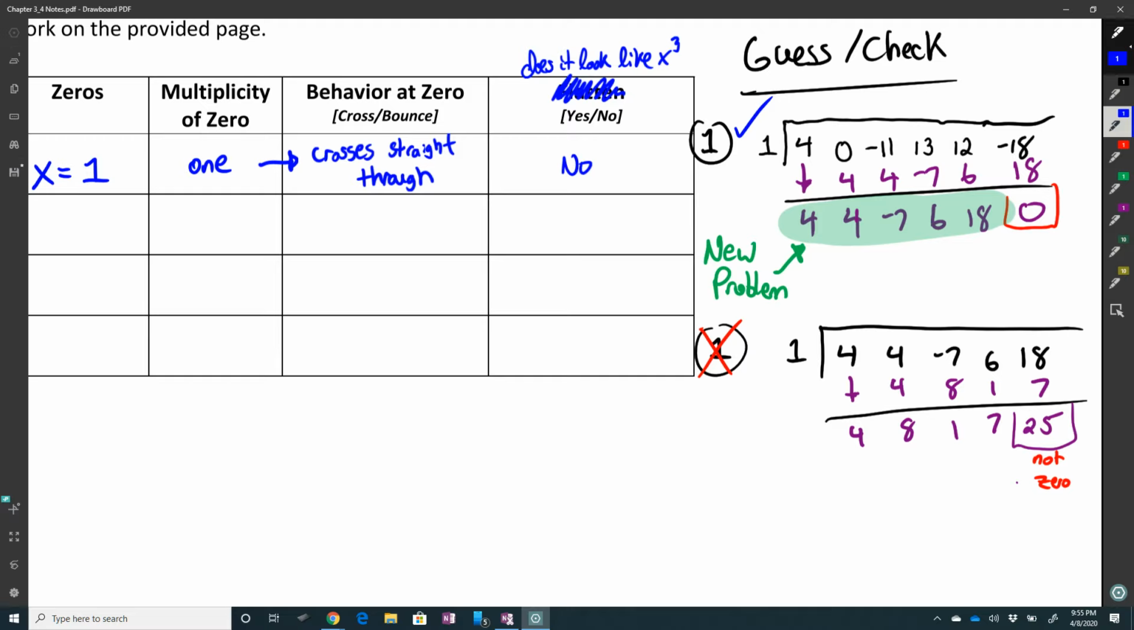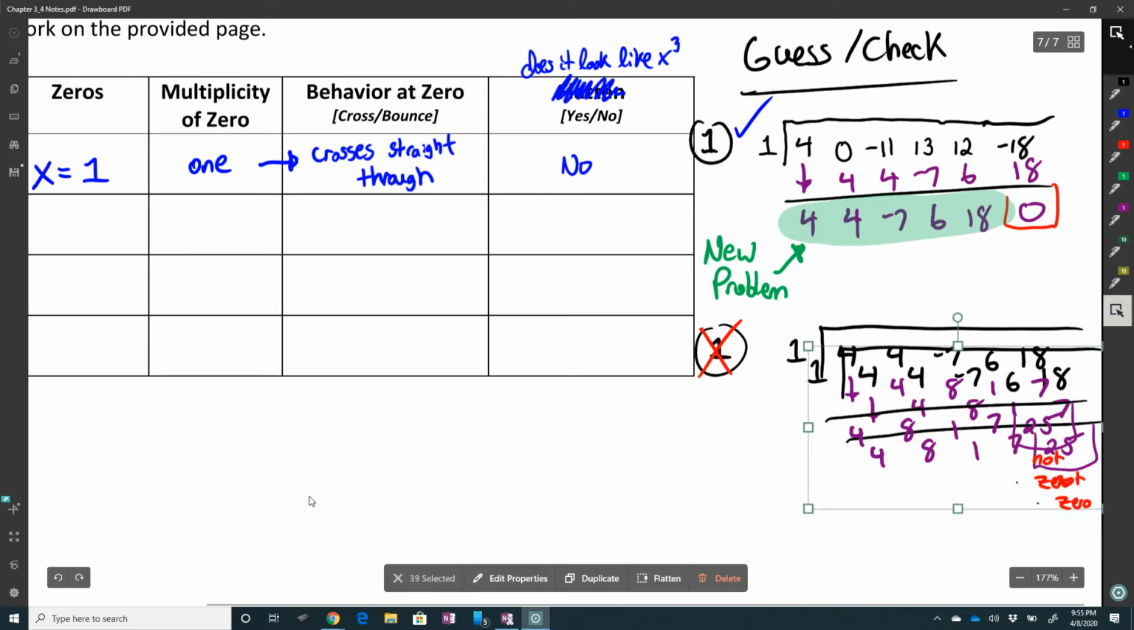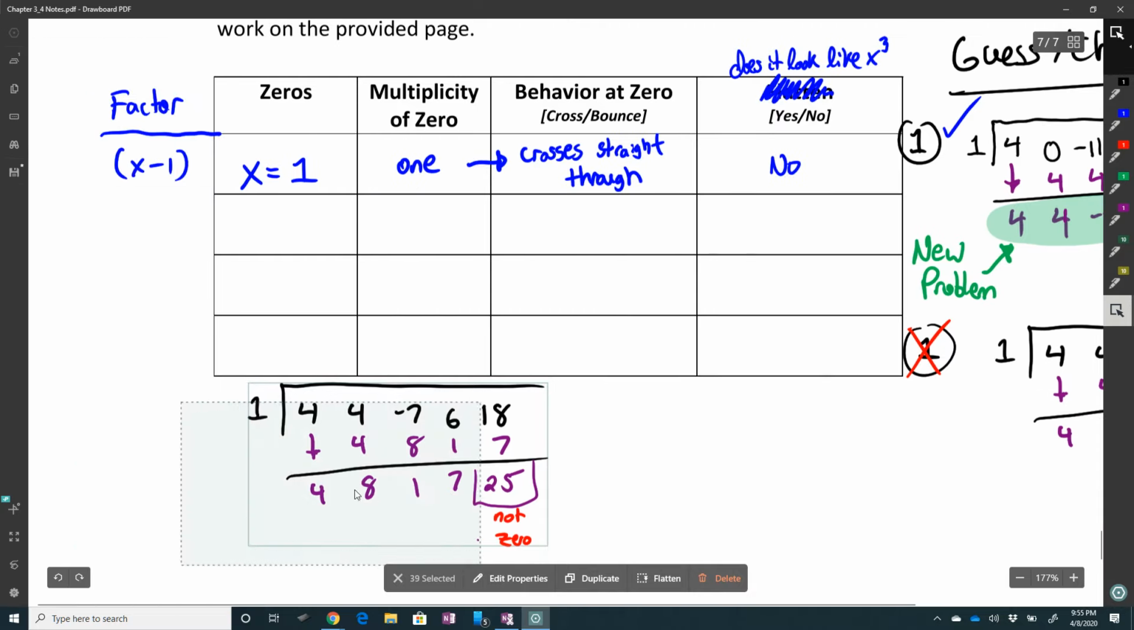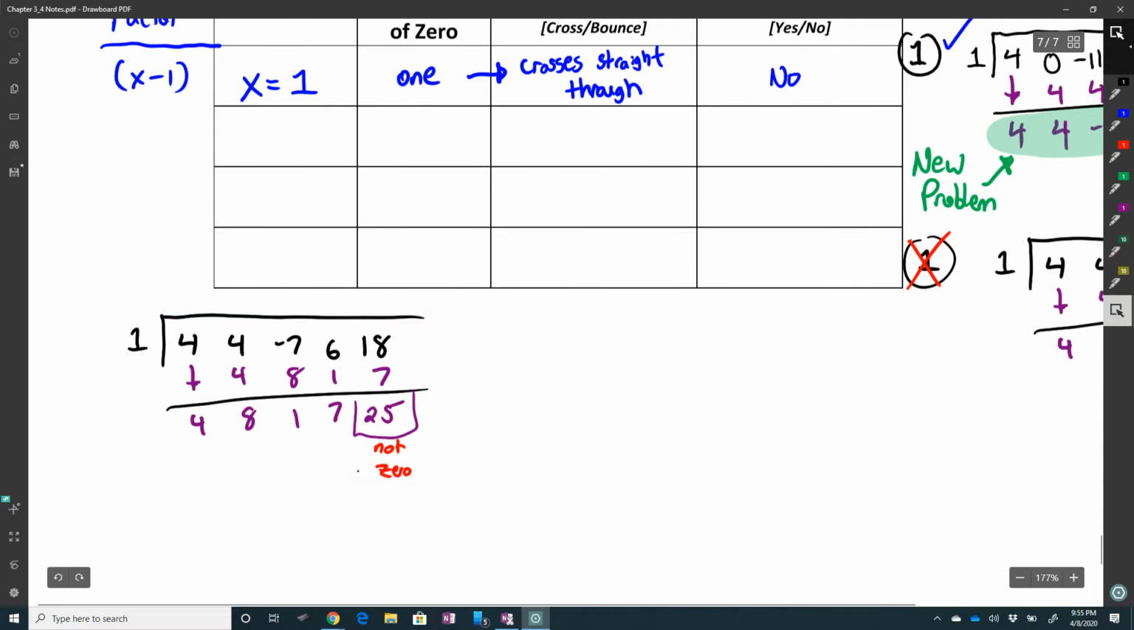Now I'm going to see if I can copy paste this, because I want to show you something. Control C, Control V, move that over here. So now I got all the room. Okay. So even though it didn't work, notice that all the numbers here are positive.